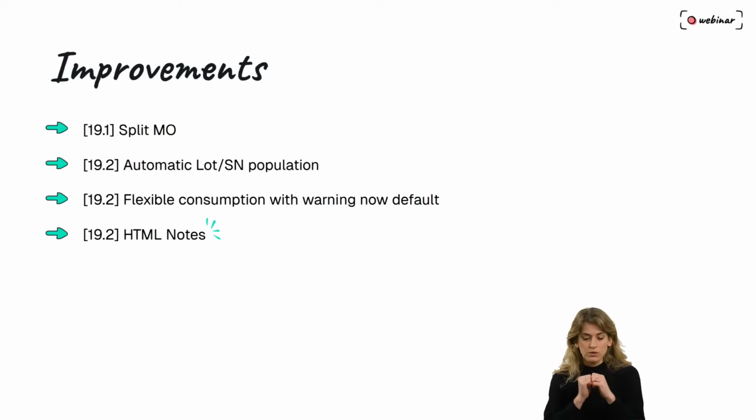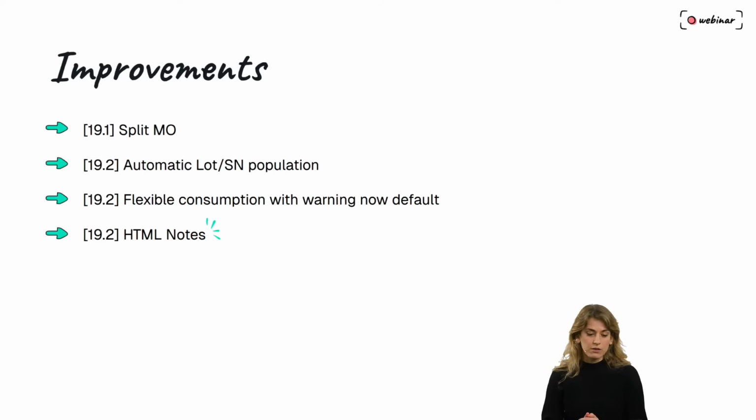Now we have also, this is also something a bit minor, but just for you to know, not to be surprised if you have an upgrade or just install a new database. The flexible consumption field on the bill of material is not there anymore. So right now, the way Odoo will work is always by showing a warning whenever we consume more or less than expected. So that's going to be now the default in the system.